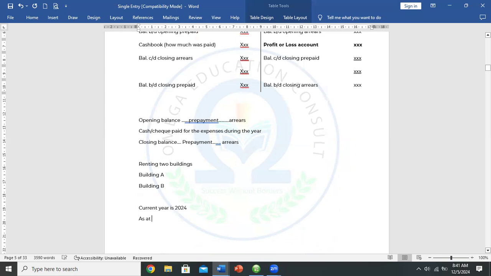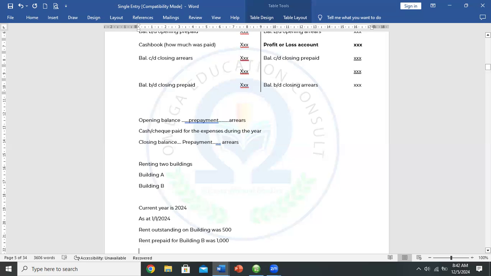Now, let's assume we are in the year 2024. So the current year is 2024. Now let's look at some information here. As at 1st January 2024, this was some information that we had. Rent outstanding on building A was 500 cedis. And on that same date, rent prepaid for building B was 1,000.